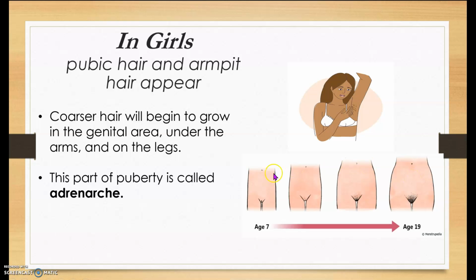Very good. So coarser hair will begin to grow in the genital area, under the arms, and on the legs. This part of puberty is called adrenarche. For the girls, it says coarser hair, meaning thicker and curlier. As we go through puberty, hair will start to appear in the genital area, or the vaginal area. We'll also have hair under our arms, or the armpit hair.